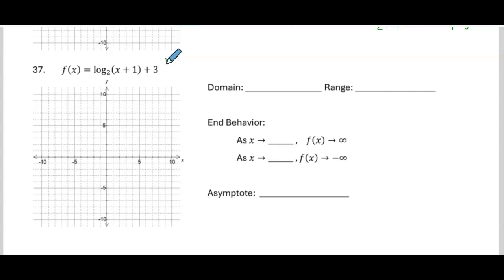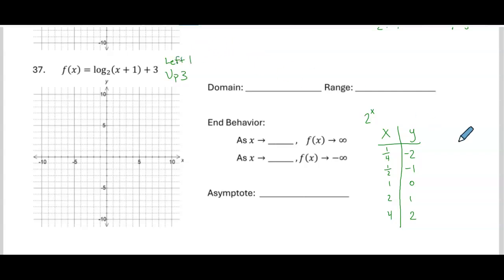Alright, 37 is a log graph, so we'll do basically the opposite of everything. This +1 tells me it's left 1, and +3 tells me it's up 3. I look at the subscript to get my base. But in my table, for a log, I switch which side is which. So my exponents are going to actually go in the y column. I use 2 to the x, and I write the results in the x column. So it's the inverse table of the exponential version.